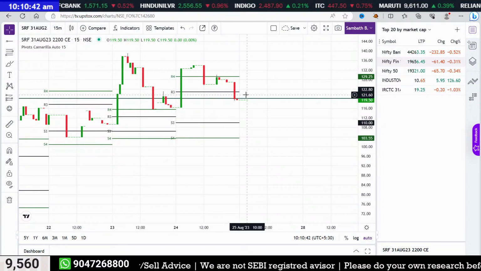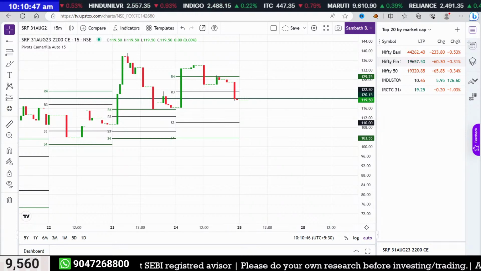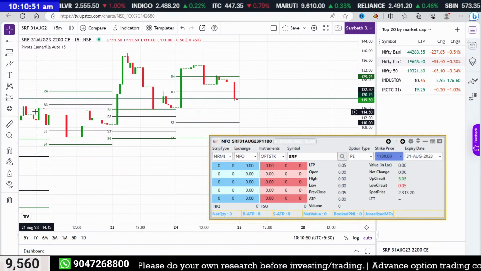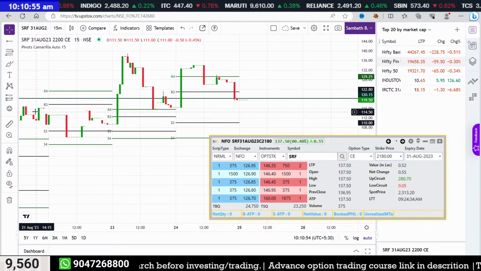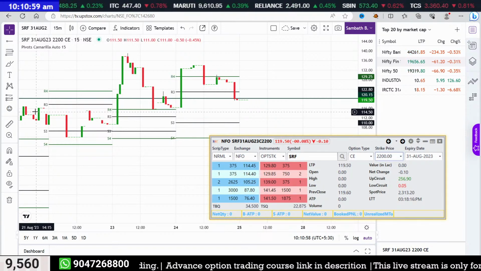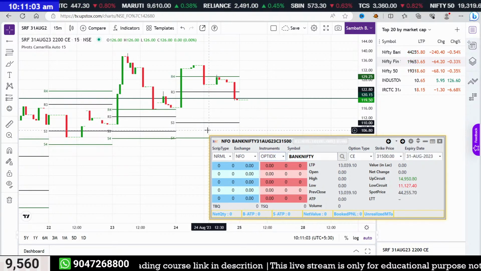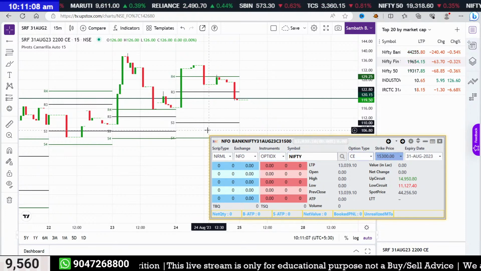But in this case, it doesn't have. Then the stock is not a liquid one. Simply ignore it. So for SRF call option 2180, it is 126, 146, a huge gap, only one lot. But 2200 is also not liquid. Simply ignore such stocks. Even in Nifty, a highly liquid counter, we can face the same issue.